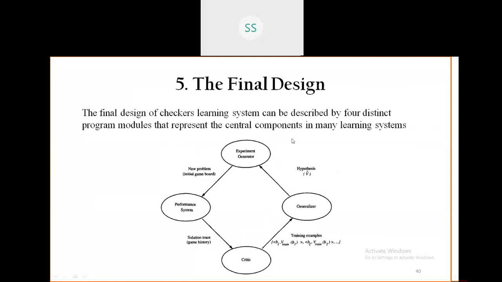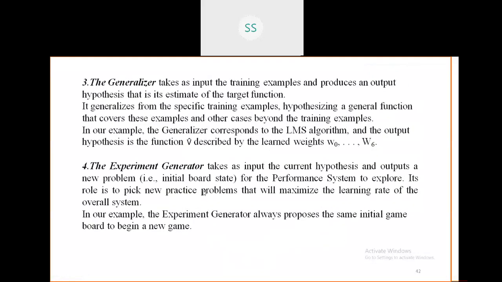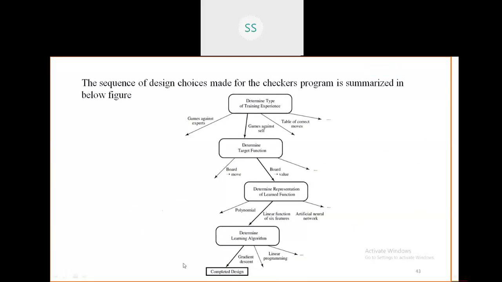These are the things we have: the performance system, the experiment generator, followed by the performance system, the critic, and followed by the generalizer. And this is the sequence of the design choices you have made.